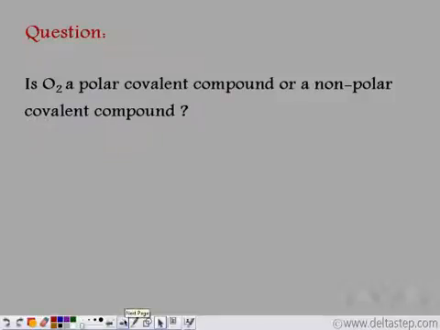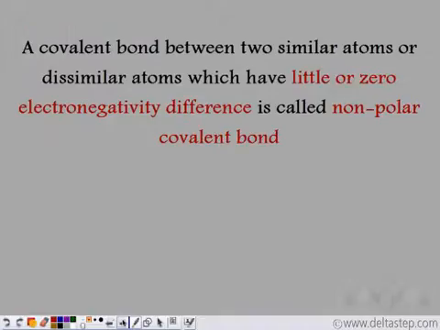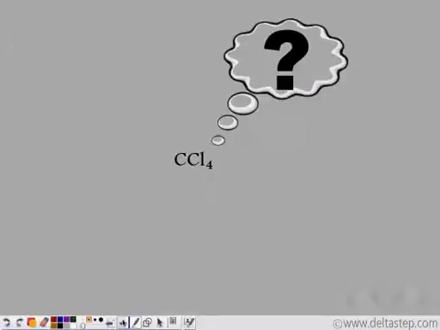Is O2 a polar covalent compound or a non-polar covalent compound? We know that O2 is formed by a double covalent bond. Both the oxygen atoms are of equal electronegativity. So the shared pair of electrons are equally shared by the 2 atoms. This is the reason why O2 is a non-polar covalent compound. So the non-polar covalent compounds are those in which the 2 atoms have little or zero electronegativity difference between them. Let's take an important case of CCl4.